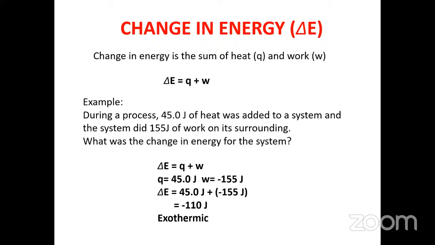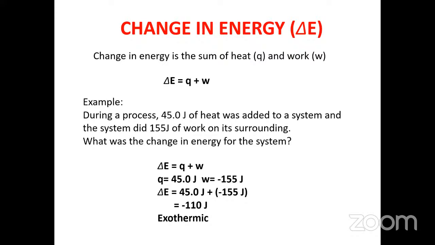We have an example here for you to view in exam. During a process, 45.0 joules of heat was added to a system. I told you heat is measured in joules, calories. 45.0 joules of heat was added to a system, and the system did 155 joules of work on its surroundings. What was the change in energy for the system? So the change in energy is what we're looking for.